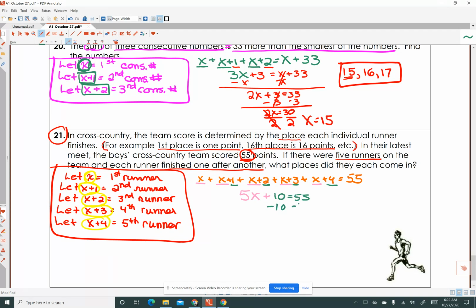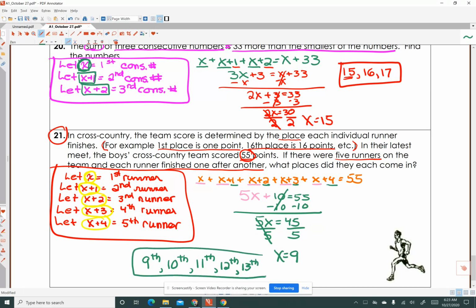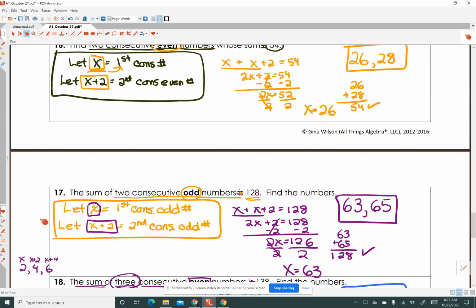We'll subtract 10 from both sides of the equation, and 5x equals 45. Divide both sides by 5, and x equals 9. So the runners came in 9th place, 10th place, 11th place, 12th place, and 13th place. And that's it. So let's go back up to our exit ticket.